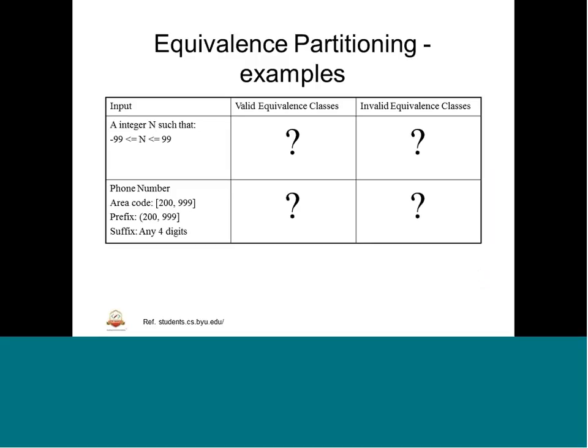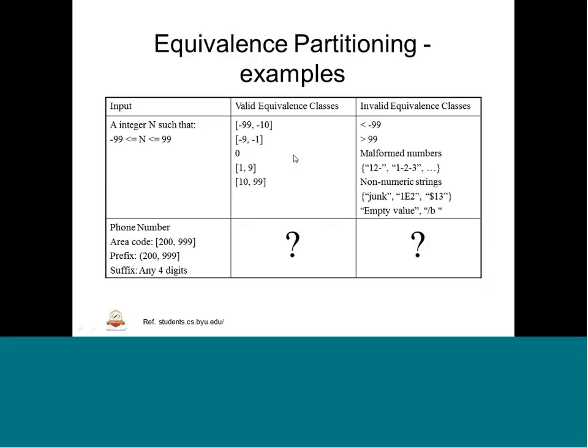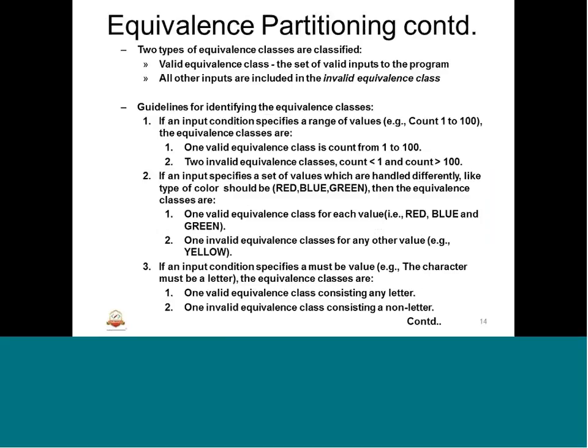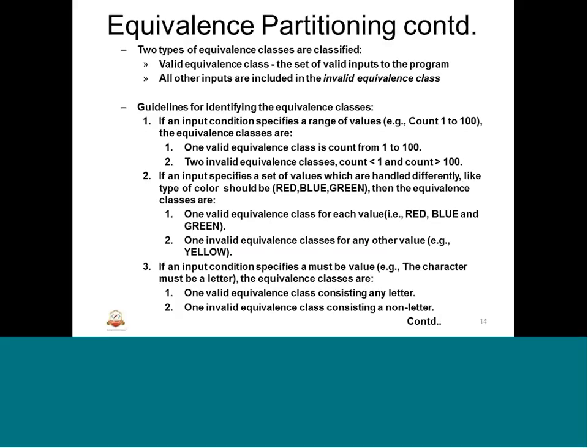And we also studied an example of an integer n ranging from minus 99 to plus 99. The valid equivalence classes will have minus 99, minus 10, minus 9, minus 1. So like this we have about 5 valid equivalence classes. Similarly we have about 3 to 4 invalid equivalence classes where we input values in such a way that it is tested with an invalid range of inputs. Similarly, we studied another example of a phone number, and also we understood the guidelines. There are about 3, 4, 5 guidelines that are important in terms of time, memory, size, range, count, etc.